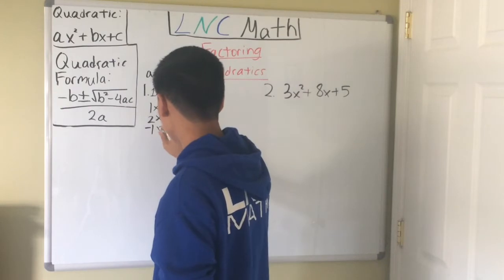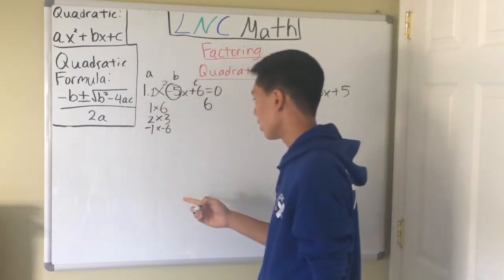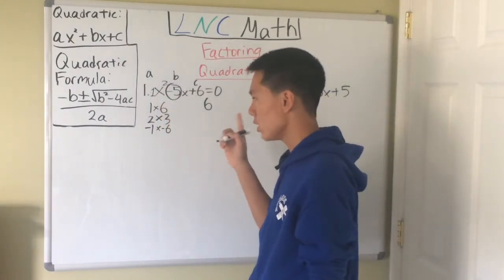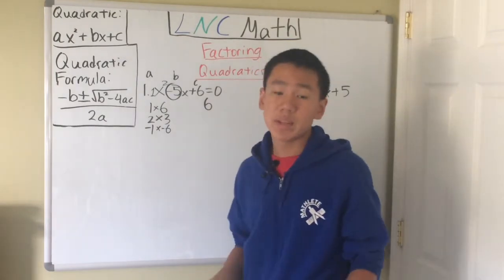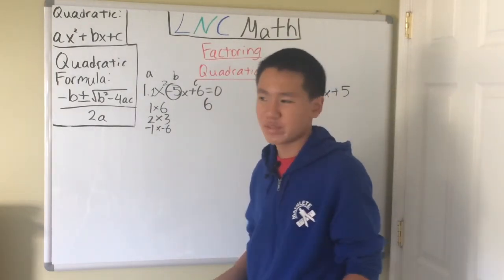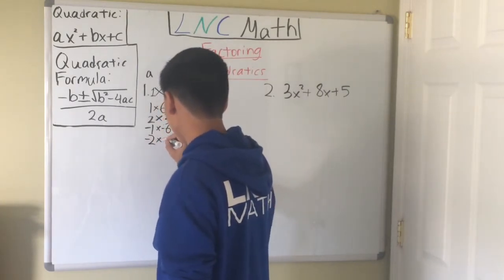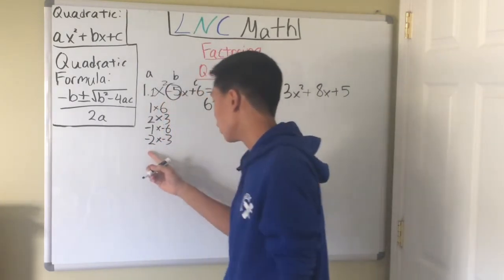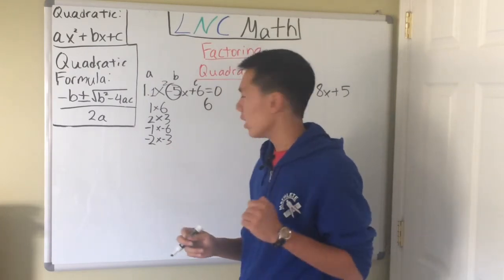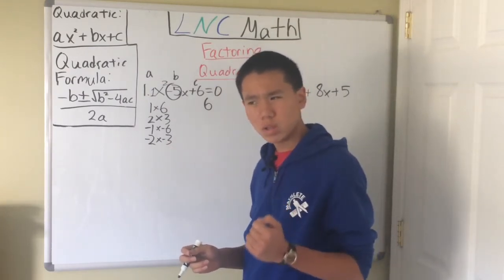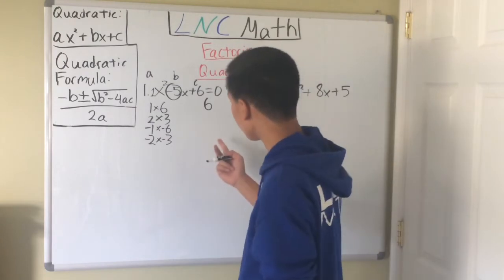Negative 1 times negative 6, that's still equal to 6, but let's add them up. Negative 1 plus negative 6 is negative 7, which is not what we're looking for. Let's do the last pair. Negative 2 times negative 3. Hey, negative 2 plus negative 3 is equal to negative 5, so that's what we're looking for.